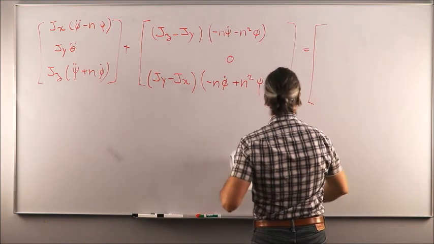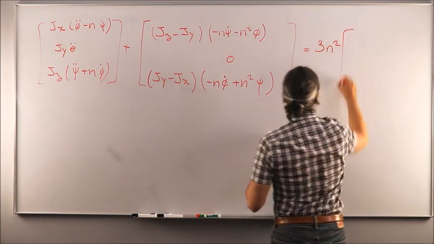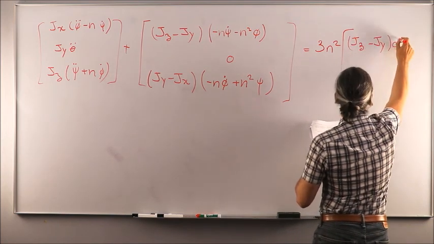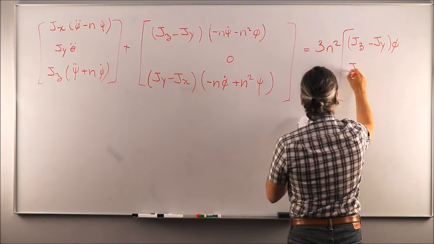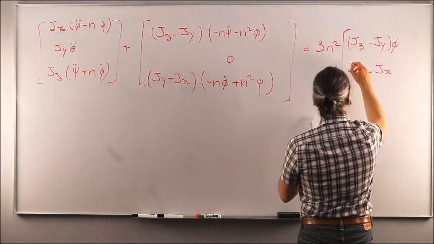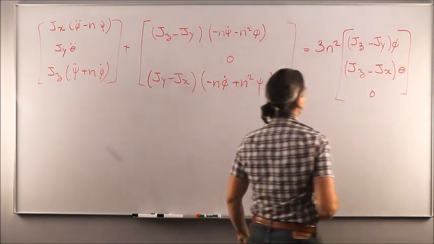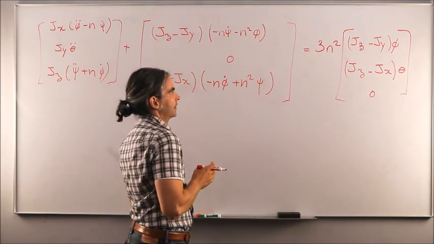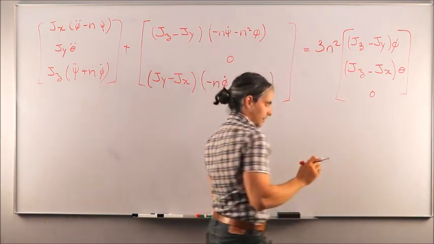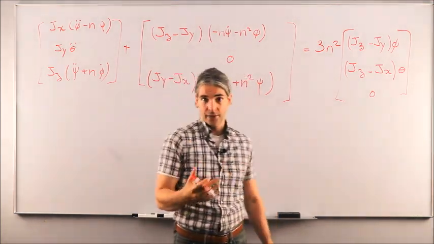Turns out that this can be expressed as 3 n squared times Jz minus Jy times roll angle, Jz minus Jx, this, and 0. Okay? So that means that this expression for gravity gradient torque in terms of components in x, y, z doesn't torque the spacecraft at all about the yaw axis. And that makes a lot of sense.